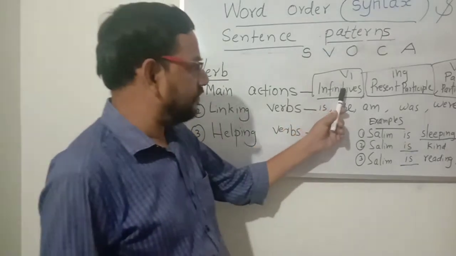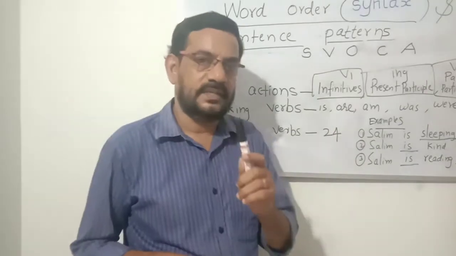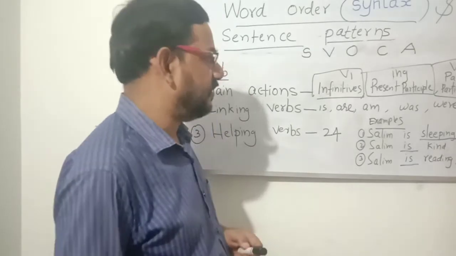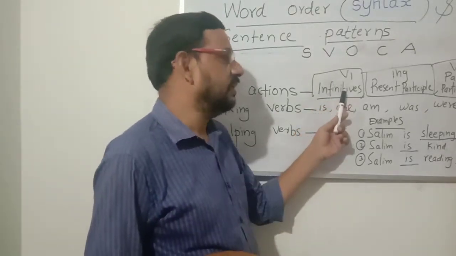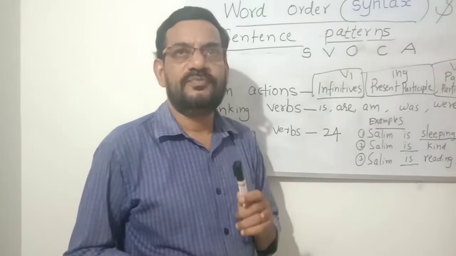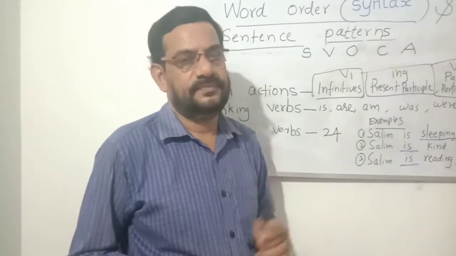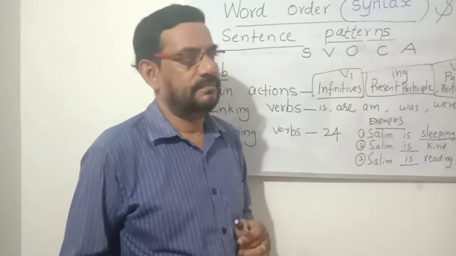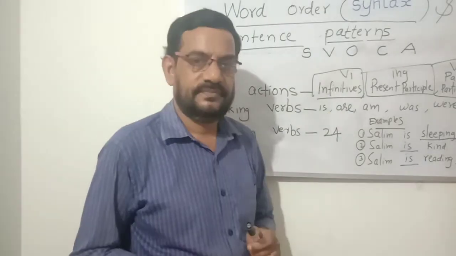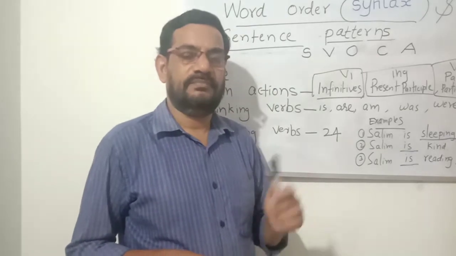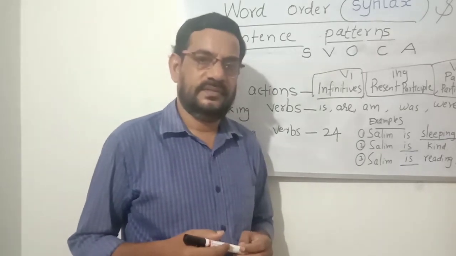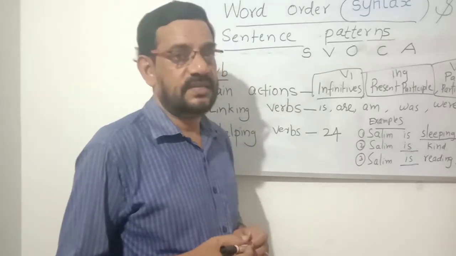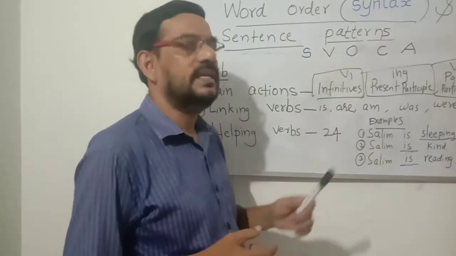Action verbs may come in three forms. What are the three forms? Infinitives. Infinitive means the first verb, the stem form, the first form. Infinitives like go, come, jump, read, write, sleep, eat. All these are first words. They are called infinitives.